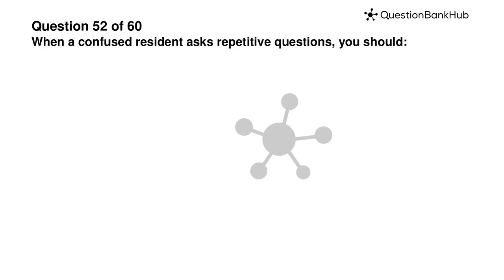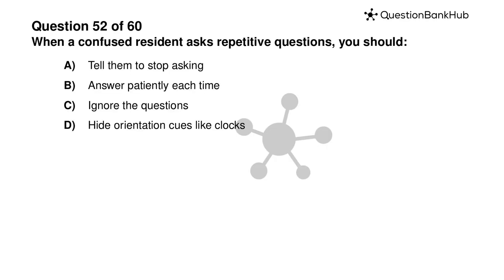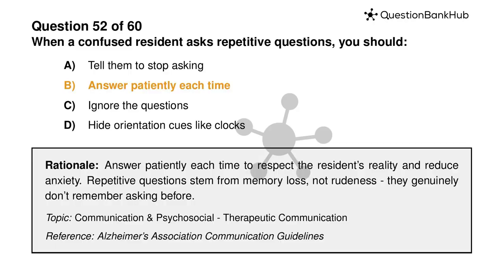Question 52. When a confused resident asks repetitive questions, you should: A. Tell them to stop asking. B. Answer patiently each time. C. Ignore the questions. D. Hide orientation cues like clocks. The correct answer is B. Answer patiently each time to respect the resident's reality and reduce anxiety. Repetitive questions stem from memory loss, not rudeness. They genuinely don't remember asking before.